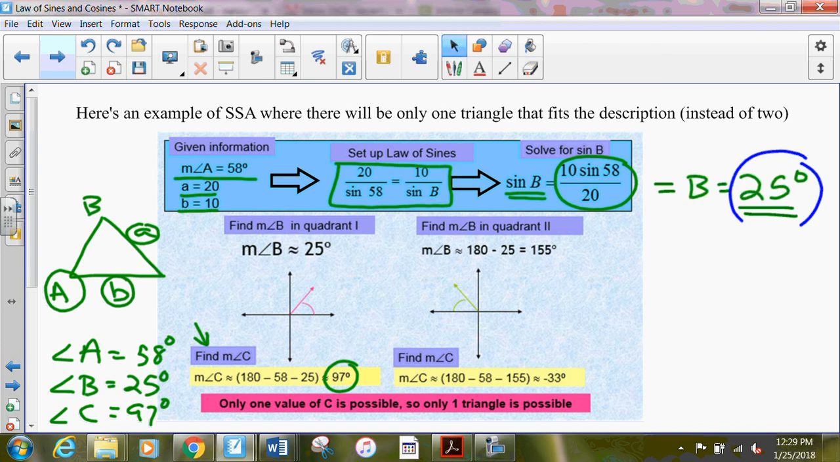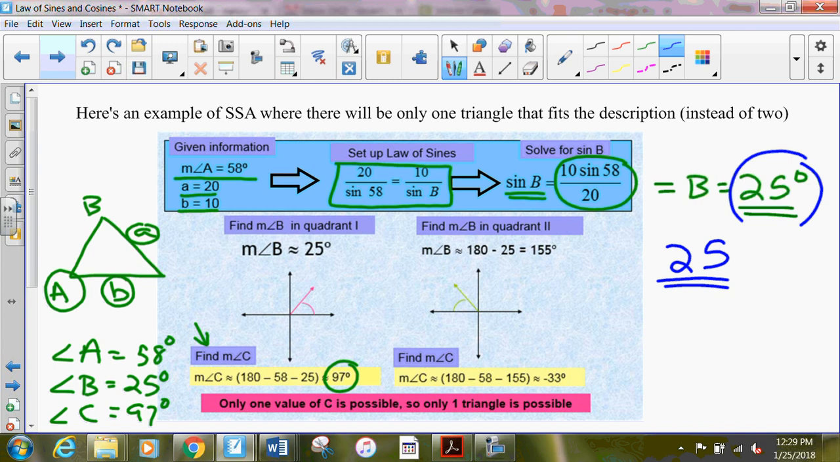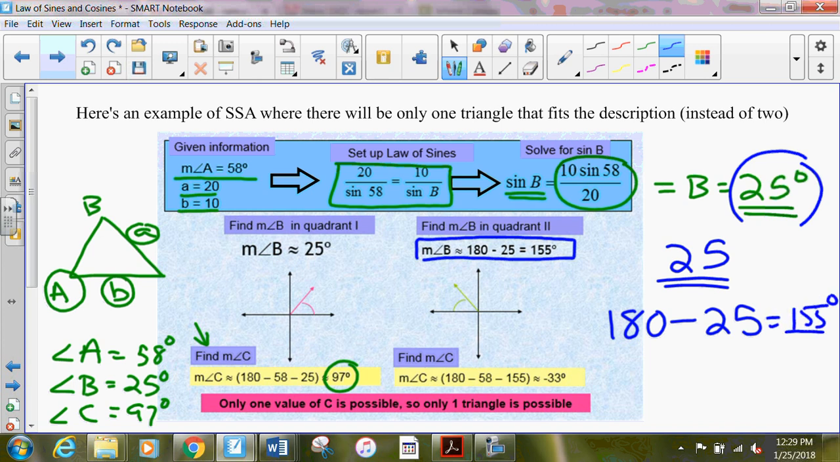So let's do this. If angle B is 25, then what we're looking for now is that's our acute angle. We're looking for the obtuse angle. And so to find the obtuse angle, it's 180 minus 25. So 180 minus 25, and there it is right here. The work is right here, is 155. We're like, okay, that's a possible obtuse angle for a second triangle.